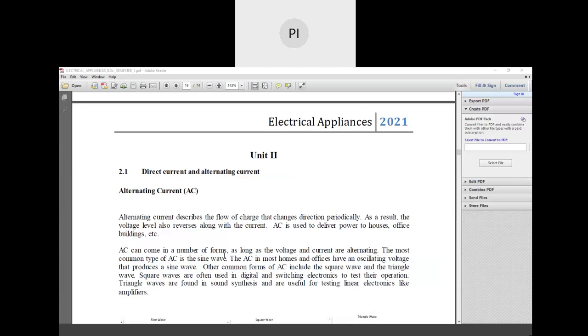Sometimes it is in the form of a triangular wave also. This is used in synthesis of sound waves. Sound synthesis is useful for testing linear electronics like appliances. This is the alternating current.